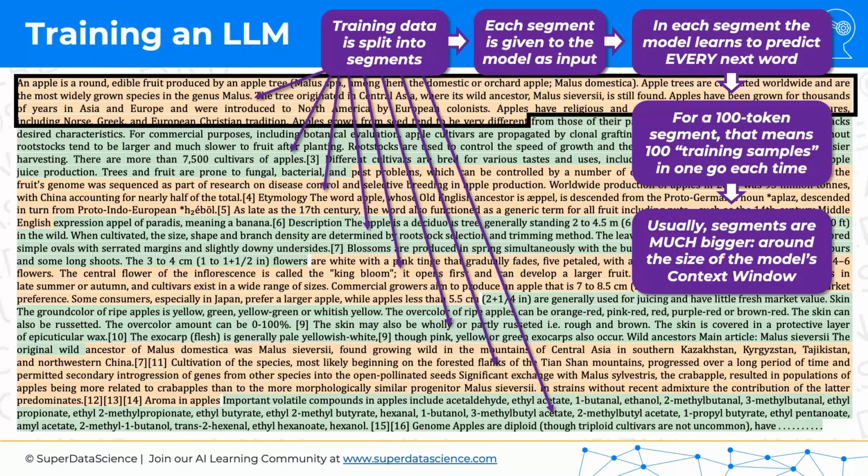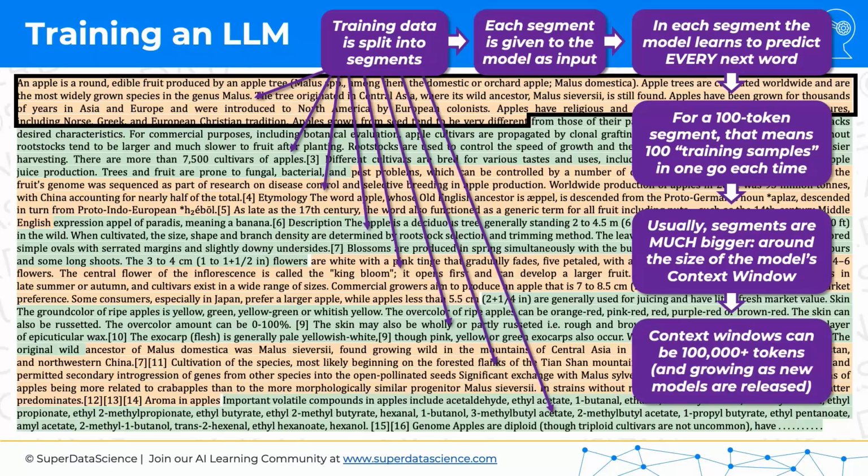And in reality, segments are actually much bigger. They're around the context size, which can be tens of thousands or even hundreds of thousands of tokens. And those context windows are growing as models get better. So that's how training is done.